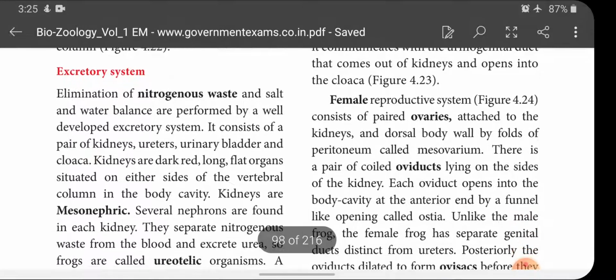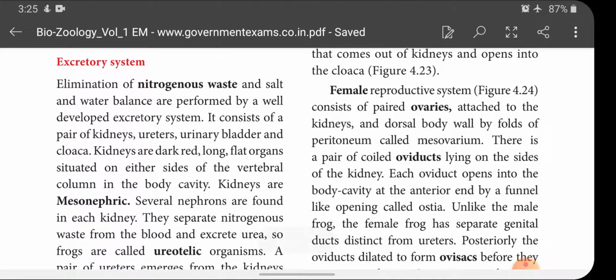Next, the female reproductive system of the frog, which consists of paired ovaries attached to the kidneys and dorsal body wall by a fold of peritoneum called mesovarium. In the female also, the reproductive structure is a pair of ovaries, which are attached to the kidney and the body wall by a peritoneum called mesovarium.